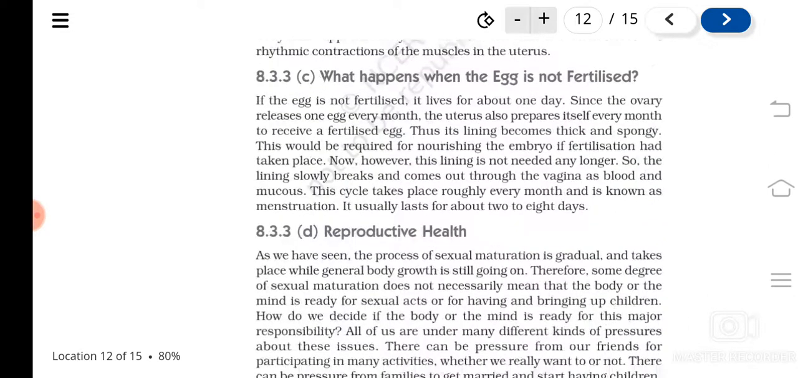Okay, if the egg is not fertilized, what will happen? It will lead to menstruation. That is, the lining of the uterus will degenerate and fall off. Okay, if the fertilization does not happen, that is known as the menstrual cycle.